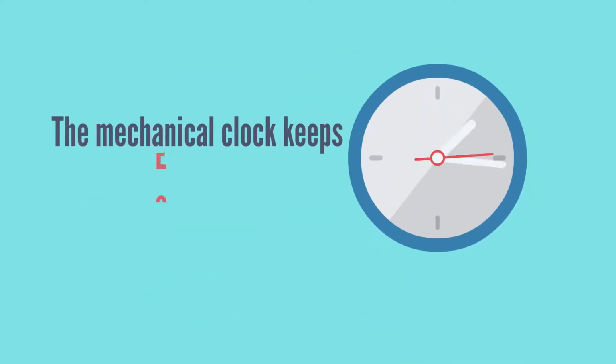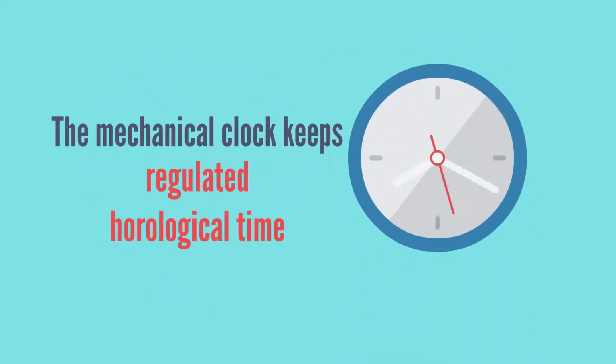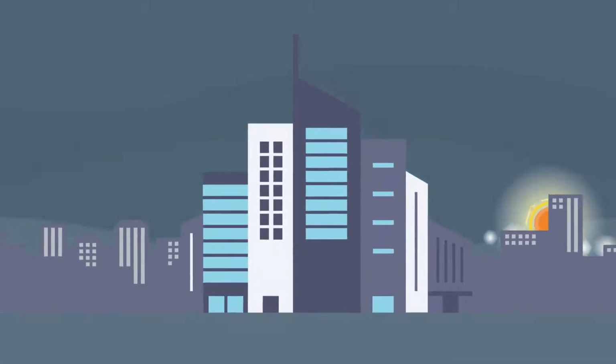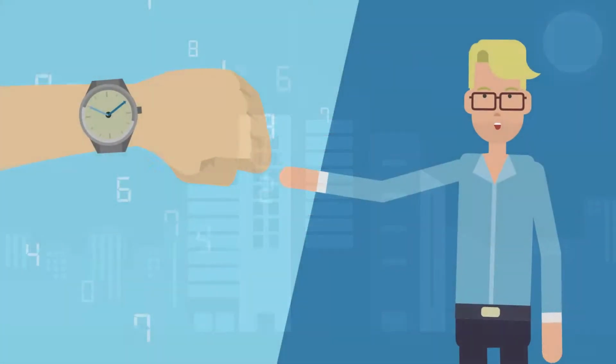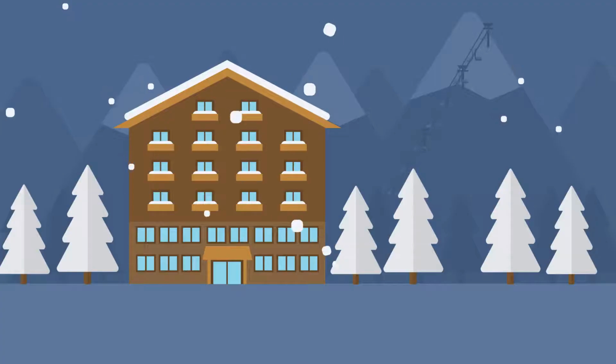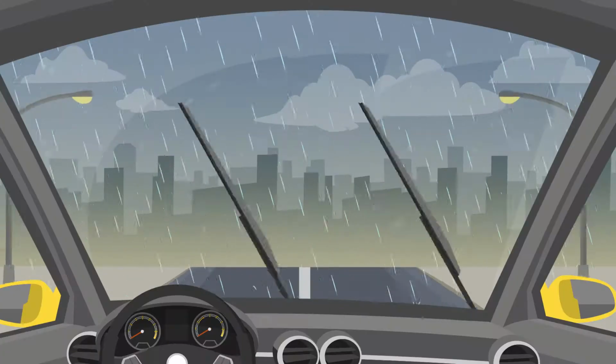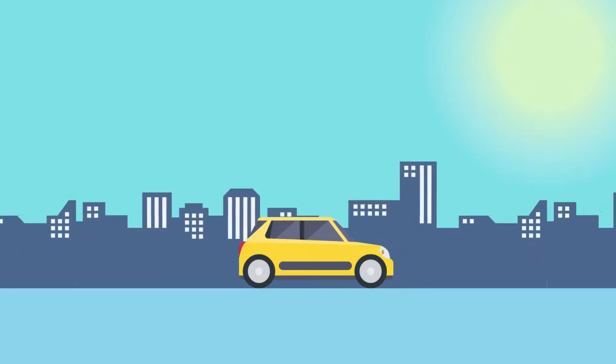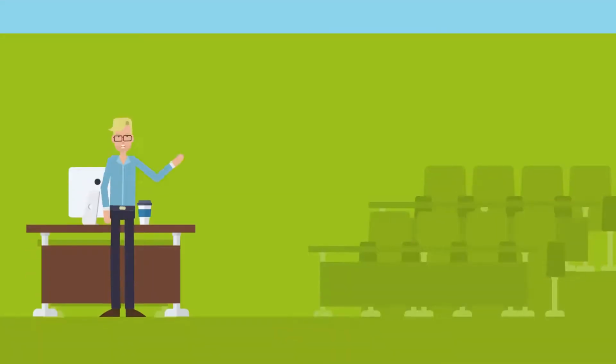The mechanical clock keeps regulated horological time, identically long hours of day and night. Mechanically derived hours were exactly the same, whether winter or summer, rain or shine, and could be projected into the future or transposed on the past.